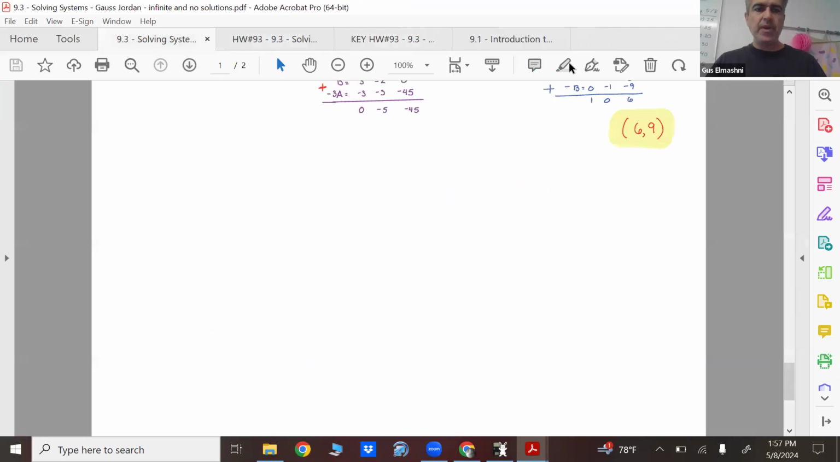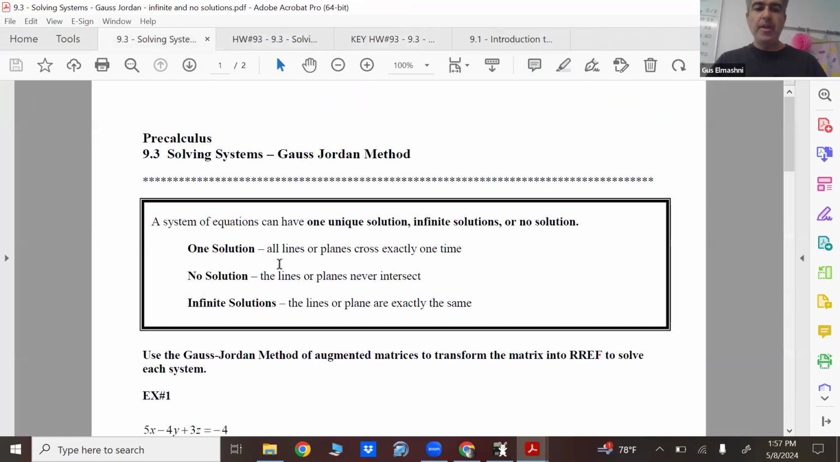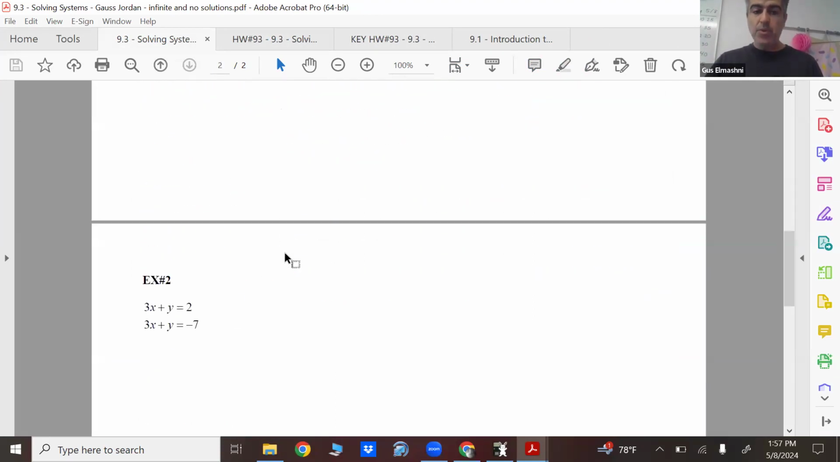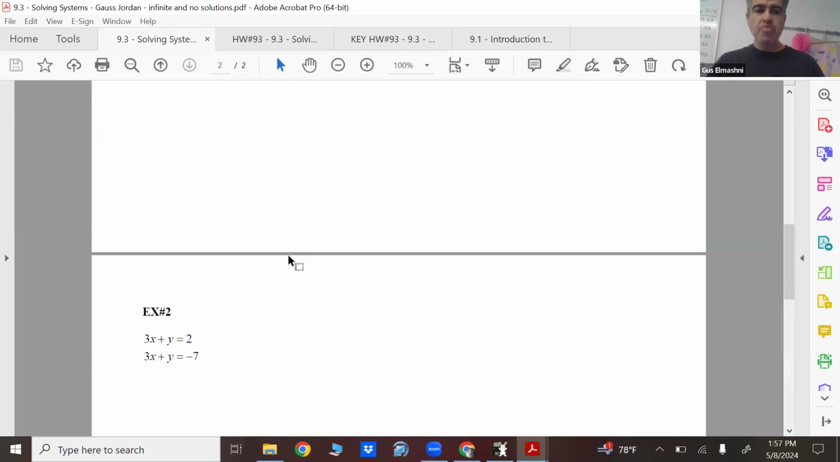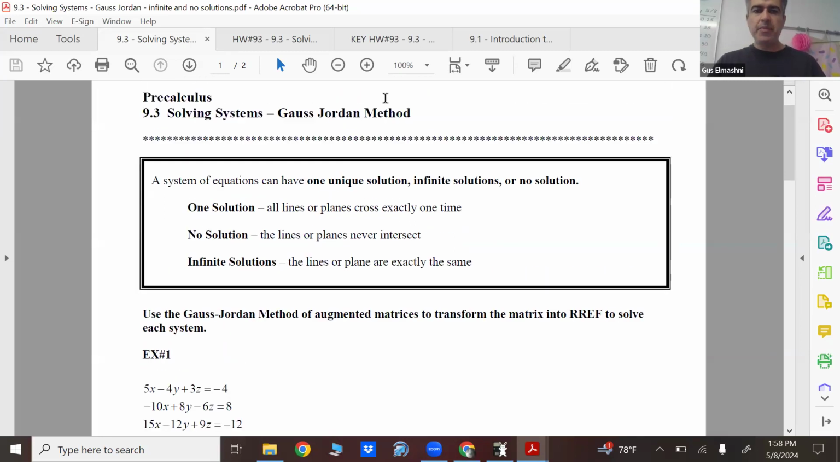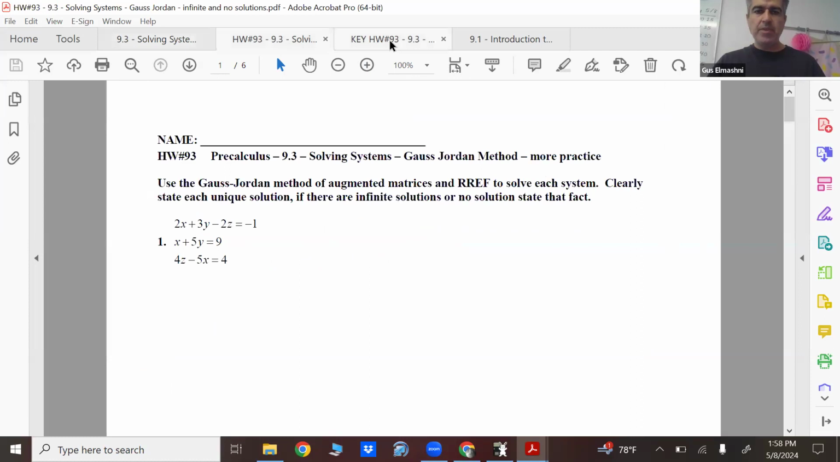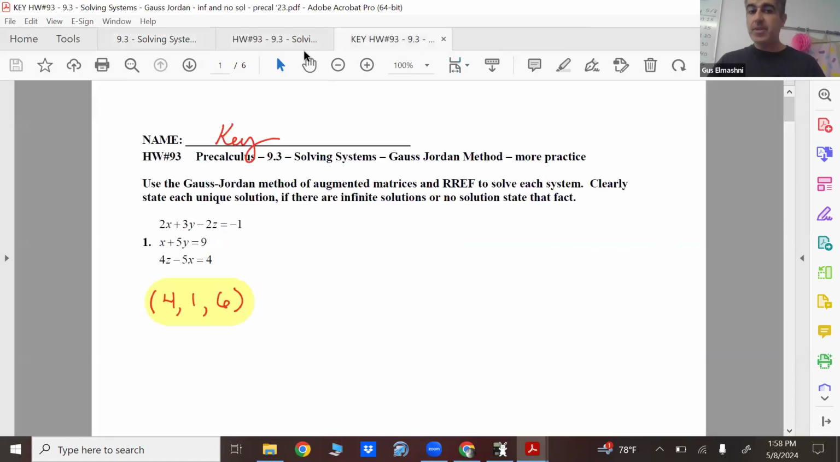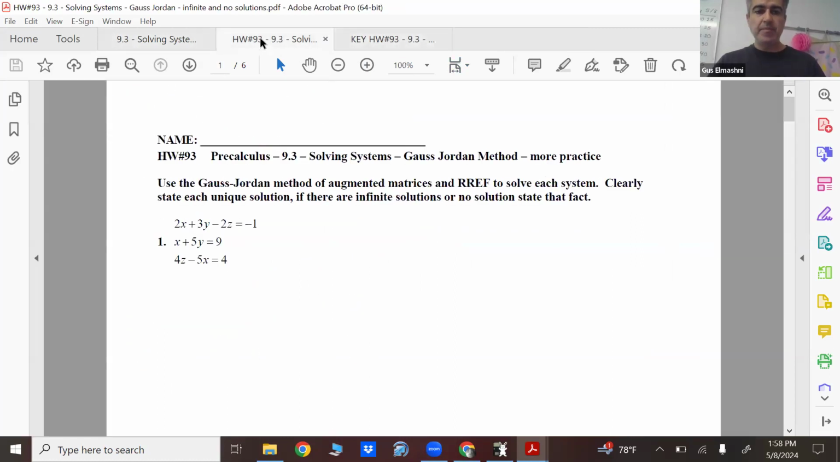Going to this, let's do the notes. It's only 2 pages of notes, very short. We're going to look at situations where you have one solution, no solution, infinitely many solutions. There's only 2 examples today, just so you see how it looks from the Gauss-Jordan method. And then we'll have homework you guys will work on. And that's it. We're pretty much done for today.